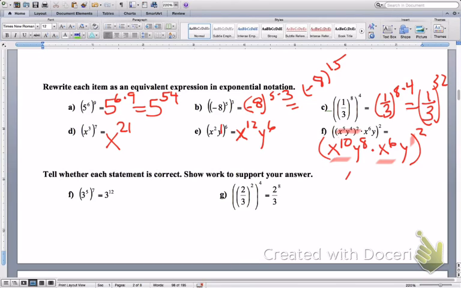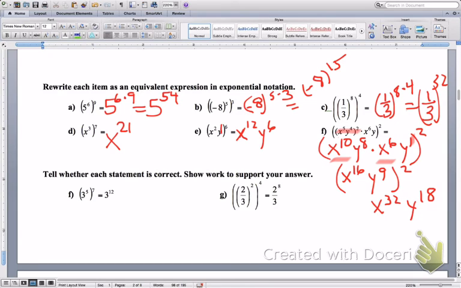So x10 and x6 gives me x16. We add those. Y, 8 and invisible 1 gives me 9. And all of this is still to the power of 2. Now I'm going to multiply 16 times 2 and 9 times 2. So it's x to the 32nd power and y to the 18th power. And I'm done. All right, last two problems, F and G.